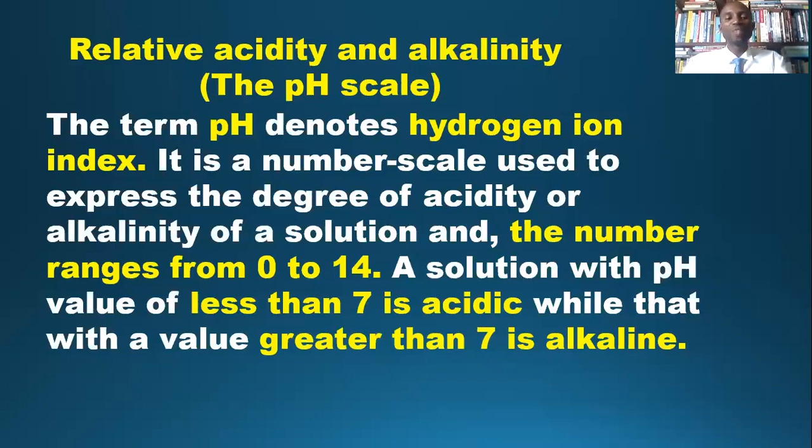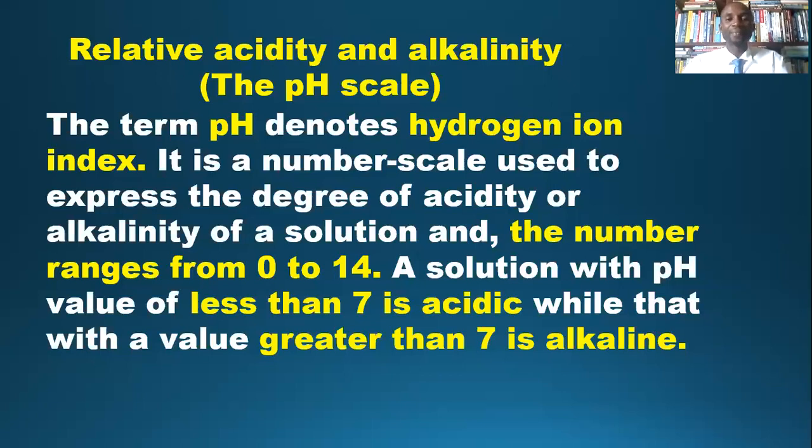A solution with pH value less than 7, we call it an acidic solution. When the pH reads from 0 to less than 7, we say that that particular solution is acidic. 7 is neutral, but greater than 7 is alkaline. That means it's basic, it's alkaline. But 7 is a neutral solution. It helps us to measure the acidity and alkalinity of a particular medium. That is the pH scale.